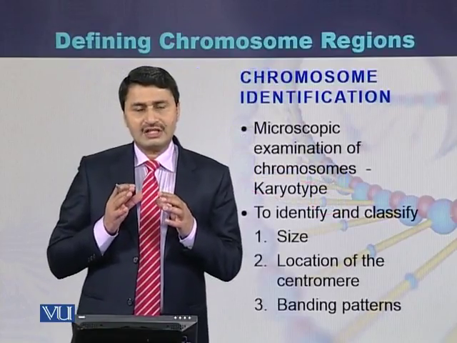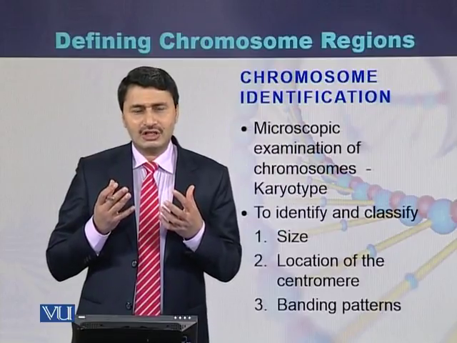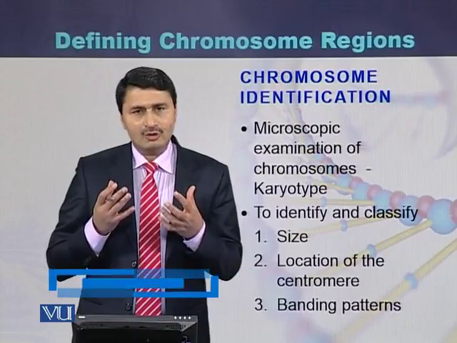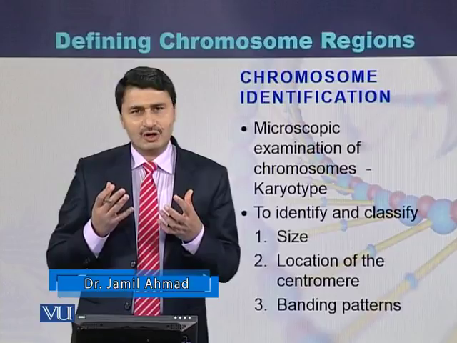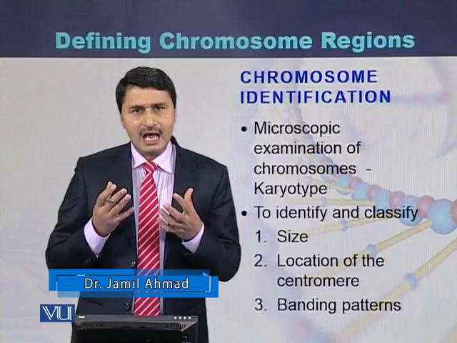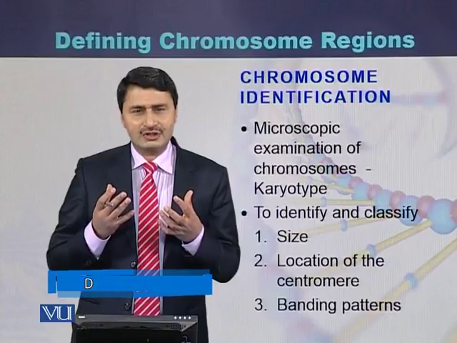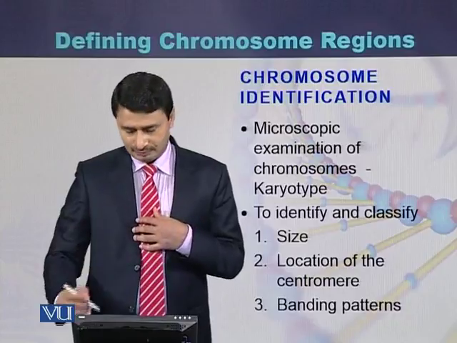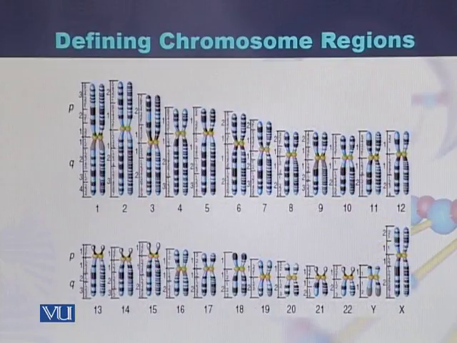Chromosome identification can be done based on 3 different things. Chromosomes can be identified based on their size. Chromosomes can be identified based on the position of the centromeres. And chromosomes can be identified based on the banding pattern which is present on the chromosomes. So this is the complete chromatogram of the humans. In this chromatogram, we can see how banding patterns are represented while describing the human chromosomes.